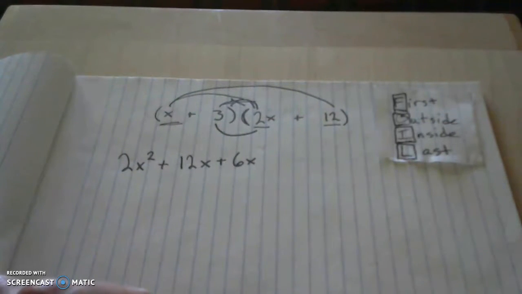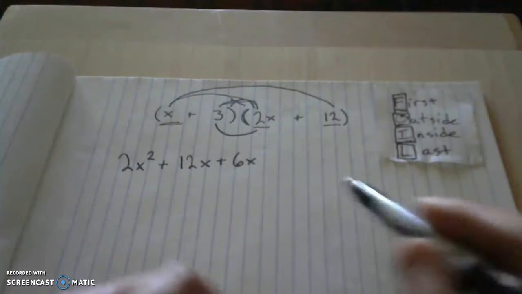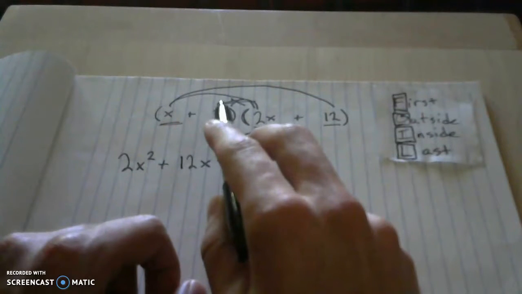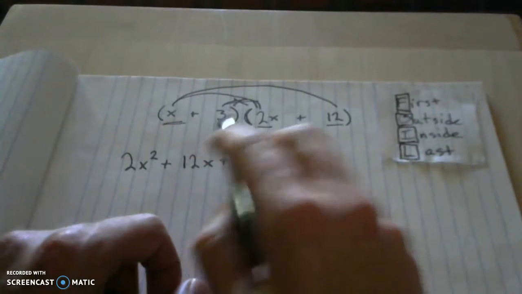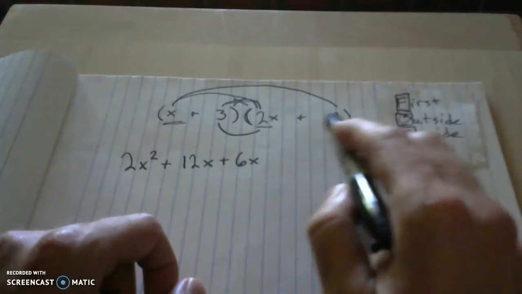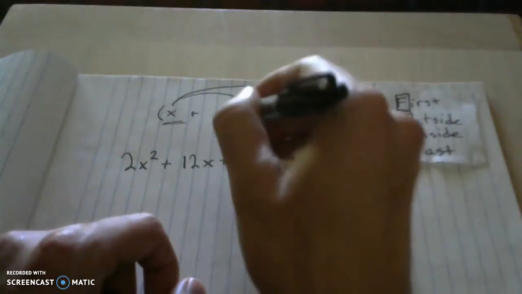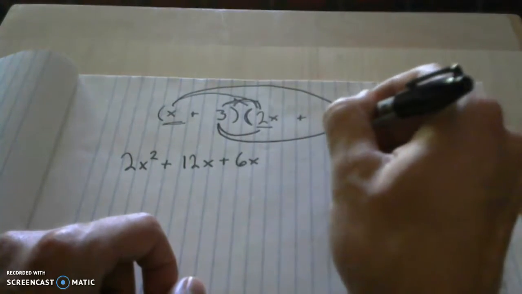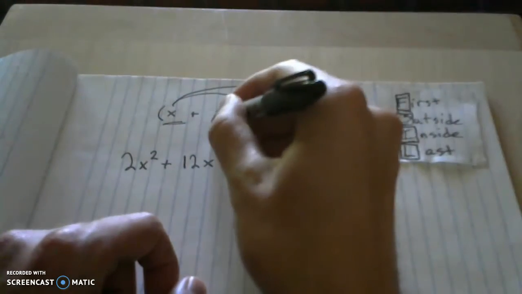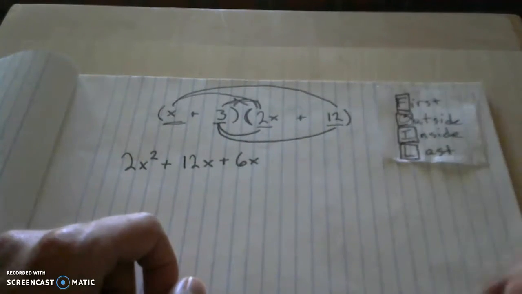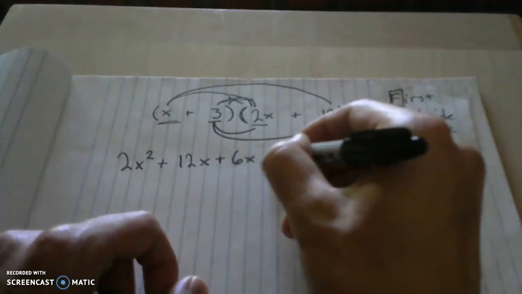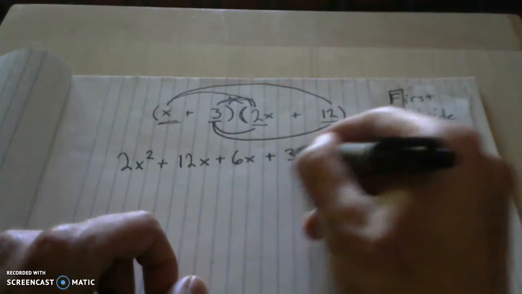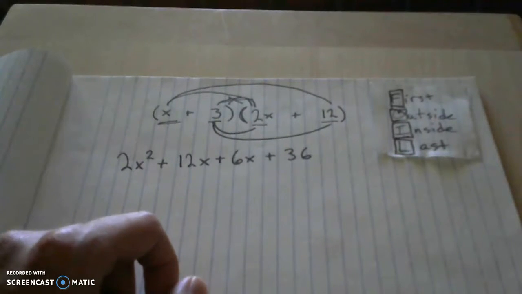Then the last step is last. So we're going to take the last term in this polynomial and the last term in this parenthesis, and we're going to multiply them together. So I'll just draw that there to help picture that. This term times that term. So 3 times 12 is 36. So we're going to put that on the end there.